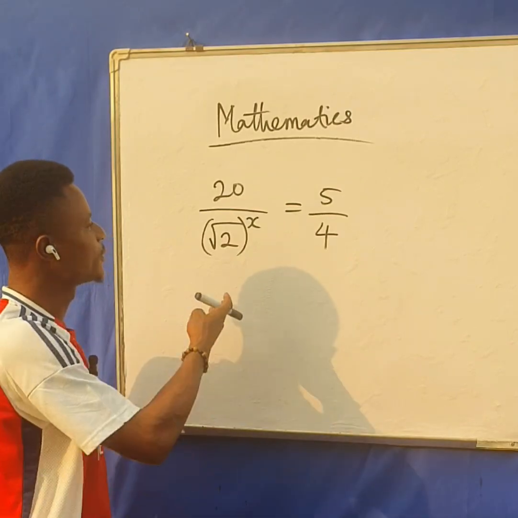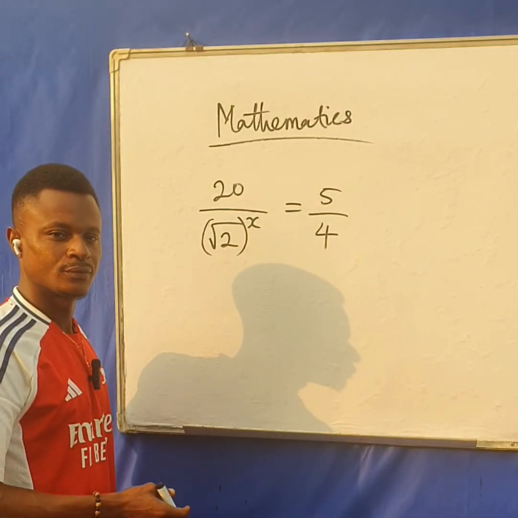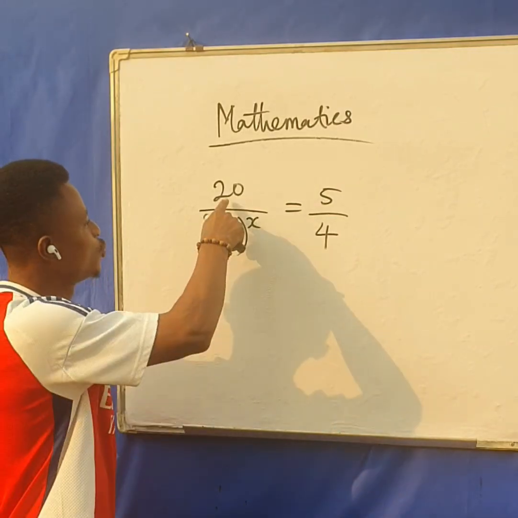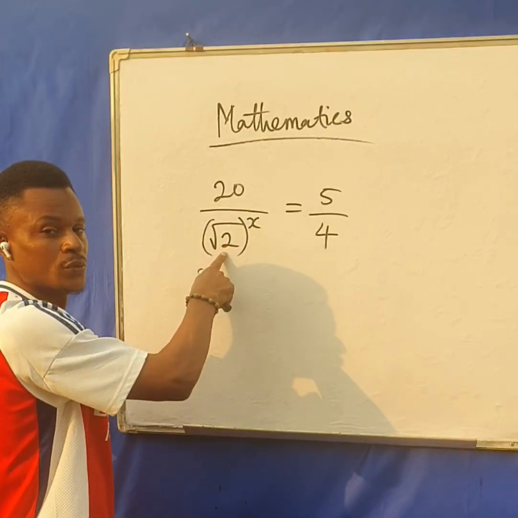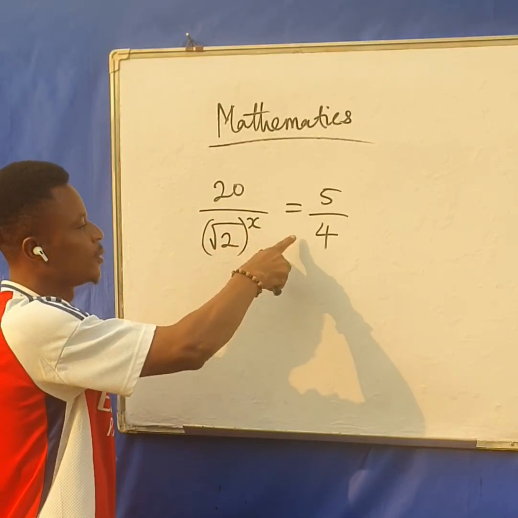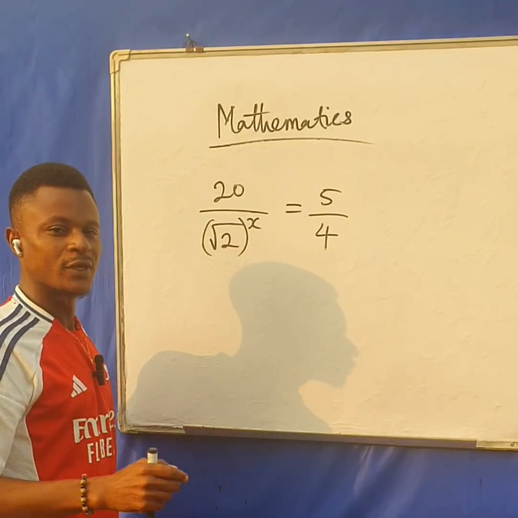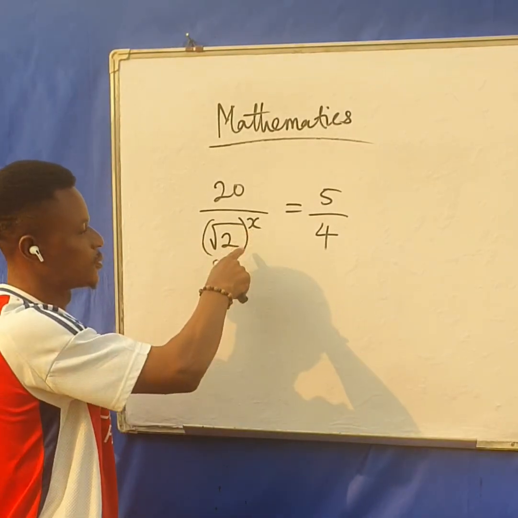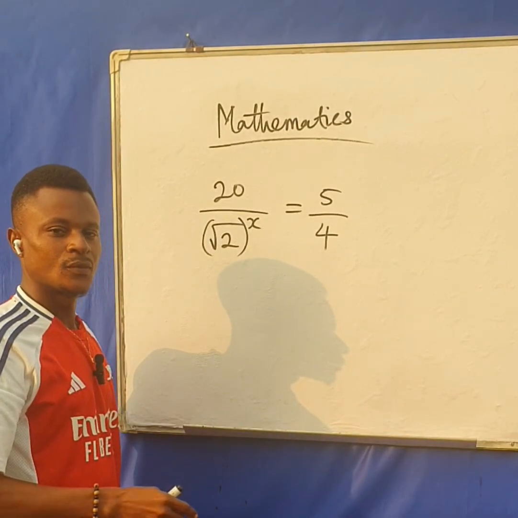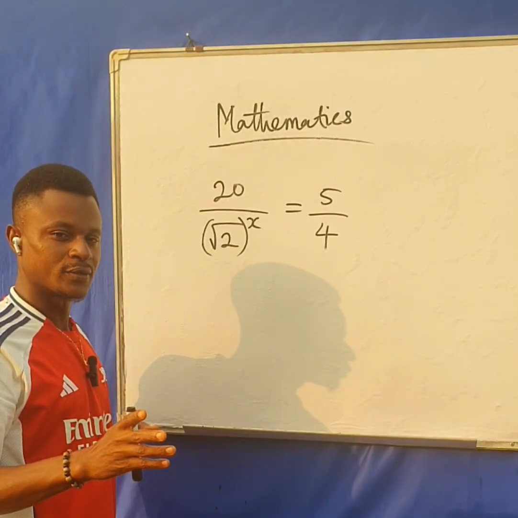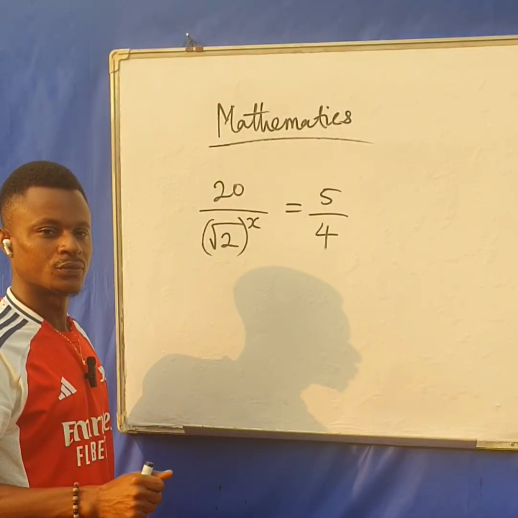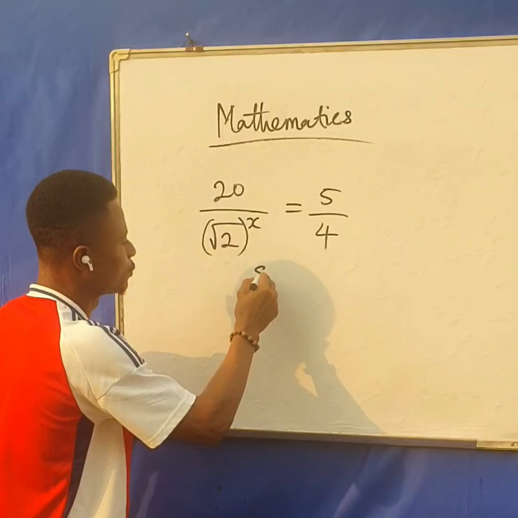Let me show you how to solve this math question on the board. You are given 20 divided by square root of 2 raised to the power of x equal to 5 over 4. And we are expected to find the value of this x. If you want to solve this question correctly, this is what you need to do. Here's the solution.